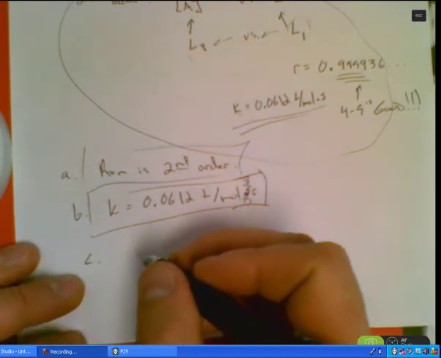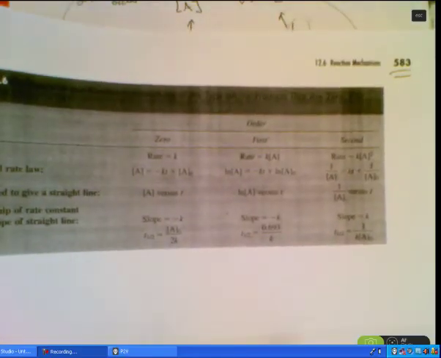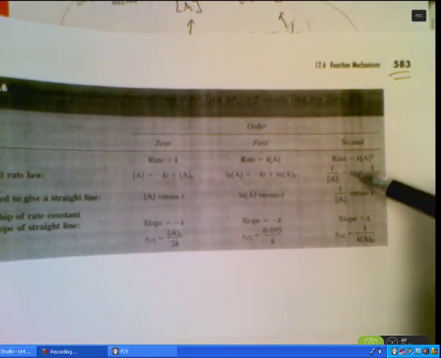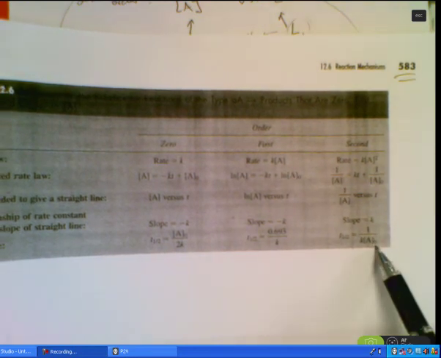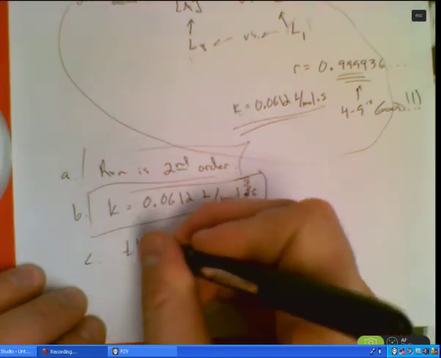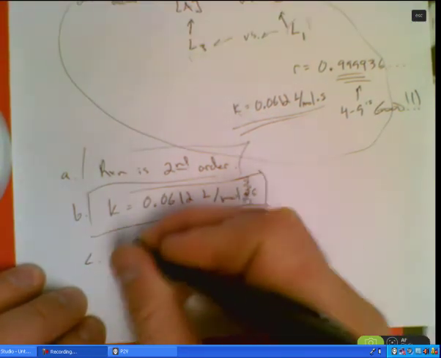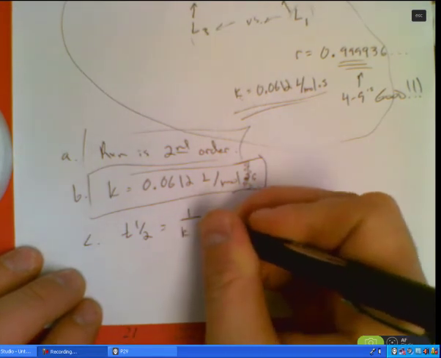C, what is the half-life? So we know, pull back page 583, we know it's second order. So we need to look for the half-life equation for second order. T sub 1/2 equals 1 over K, the rate constant, times the concentration of A initially. So let's write that down. Notes again: T sub 1/2, our half-life, equals 1 over K times the concentration of A initially.